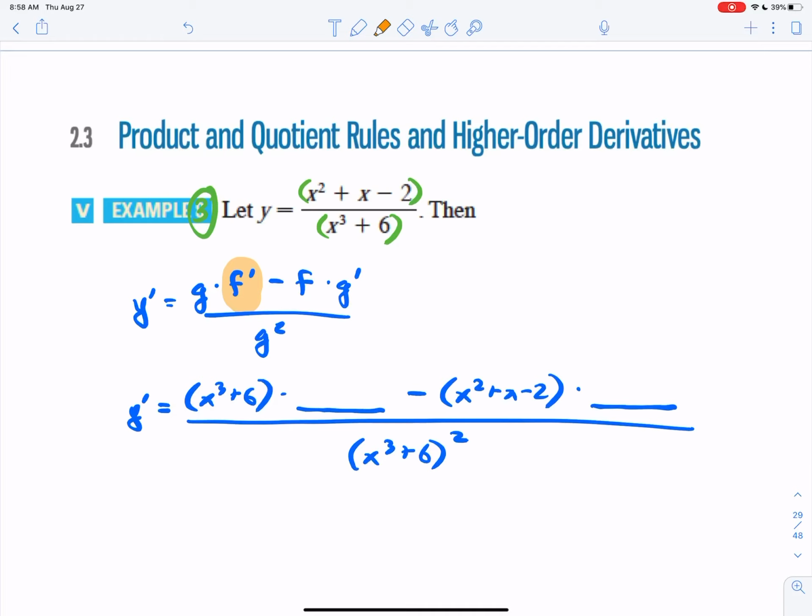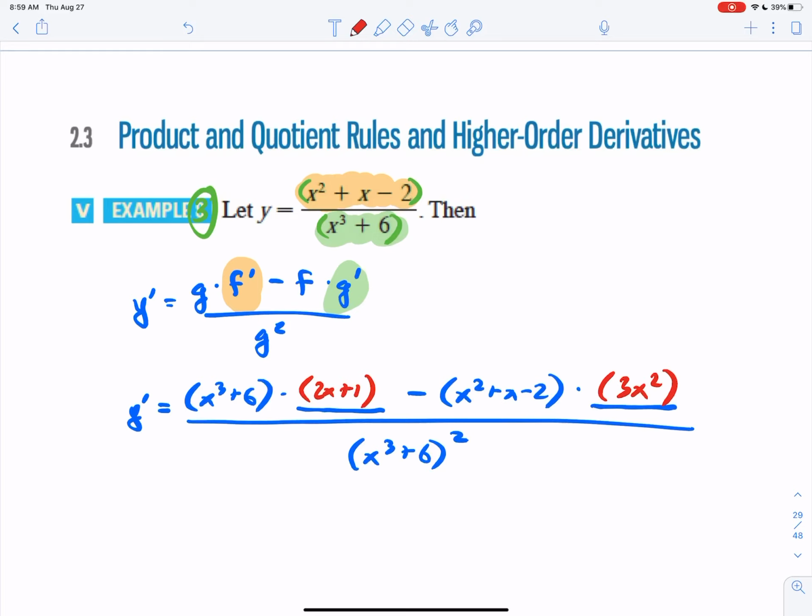Take a look at the derivative of the top. What's the derivative of the top? That's just going to be 2x plus 1. And then we're going to take the derivative of the bottom here. What's the derivative of the bottom? That's just 3x squared.